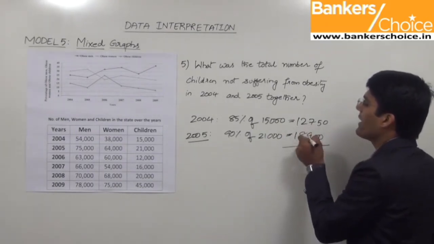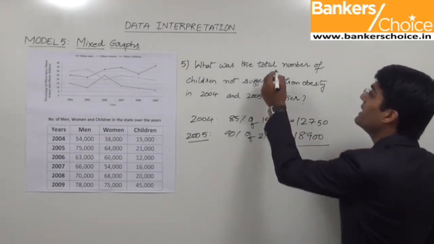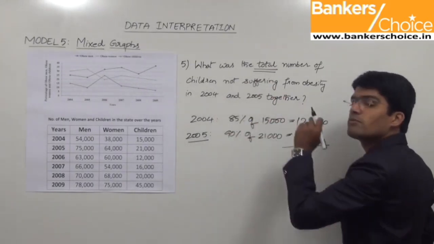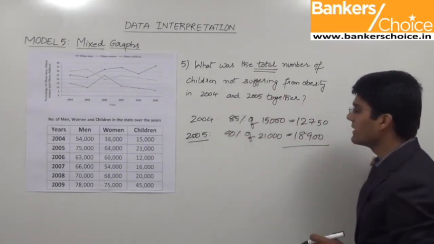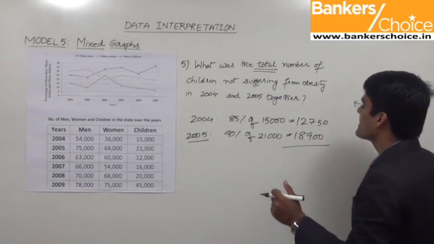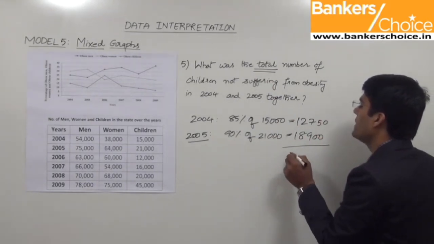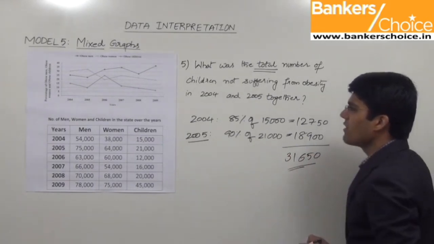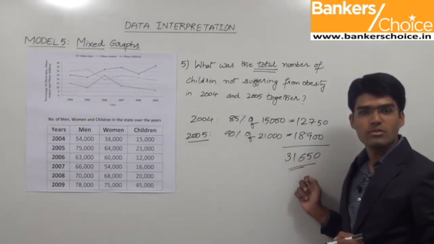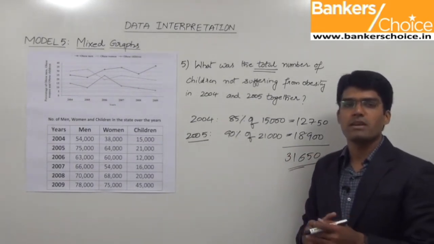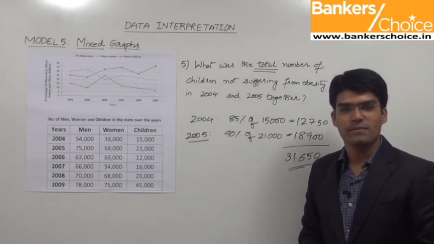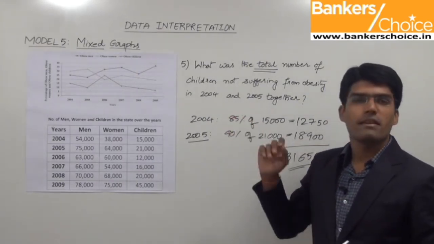Now by adding these two values, we get the required answer. Why? Because we need the total number of children not suffering from obesity in 4 and 5 together, 2004 and 2005 together. So 12,750 plus 18,900 will be equal to 31,650. So this is the answer for the last question here. That is 31,650 children were not affected by obesity in the year 2004 and 2005 together. So this is how we solve the questions related to mixed graphs.